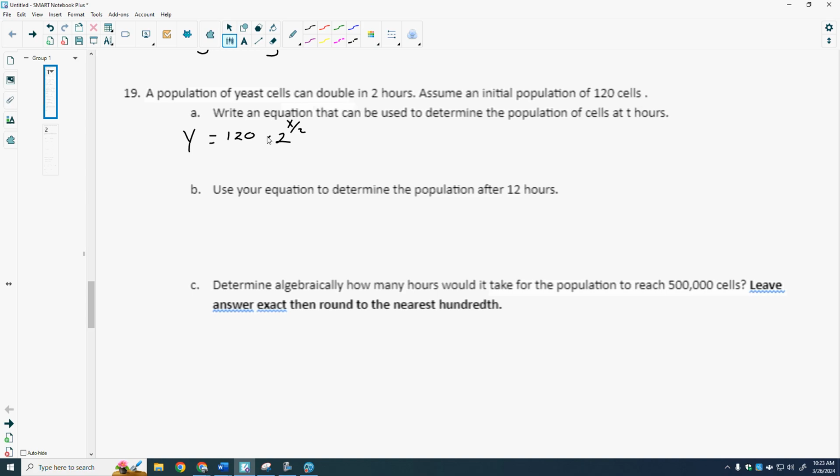Question B. Use your equation, determine what the population will be after 12 hours. So it's going to be 120 times 2 raised to the 12 divided by 2. 12 divided by 2 is 6, so I'm going to go 120 times 2 raised to the 6th. Grab your calculator, type it in, see what you come up with. Answer I come up with is 7,680 cells.